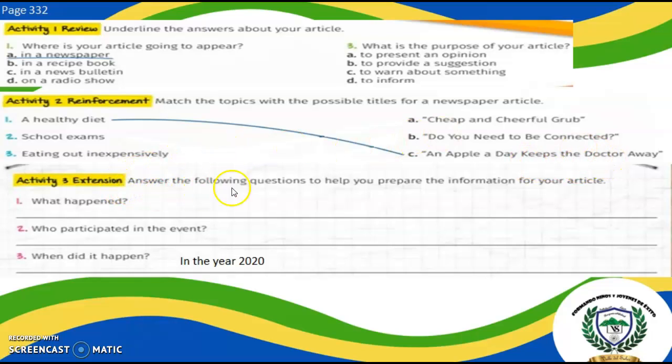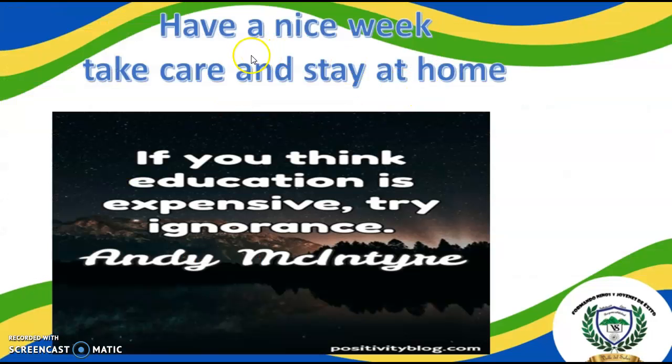Activity 3, extension: answer the following questions to help you prepare the information for your article. And we have this question: what happened, who participated in the event, when did it happen? In the year 2020. That's all for this week.